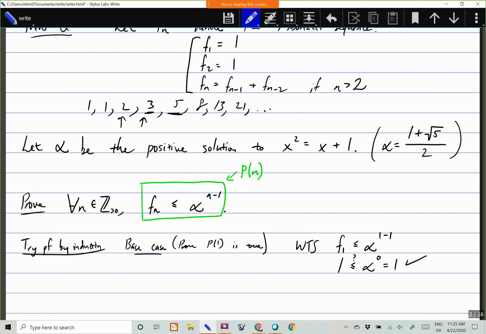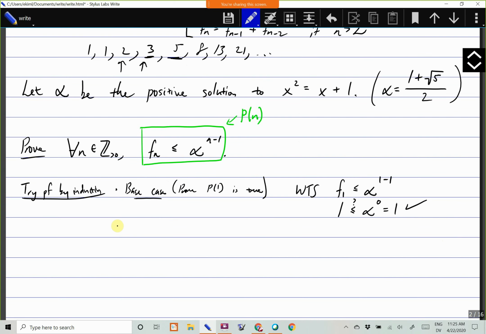For the inductive step, I'll try to organize the work at the same indentation level here. Remember that this statement of the inductive step starts with a "for all." So we should let k be an arbitrary positive integer. And then in the inductive step, aside from that "for all," there's an implication.